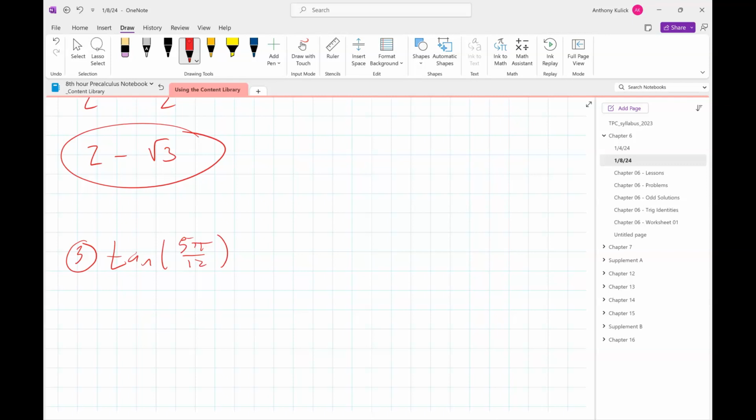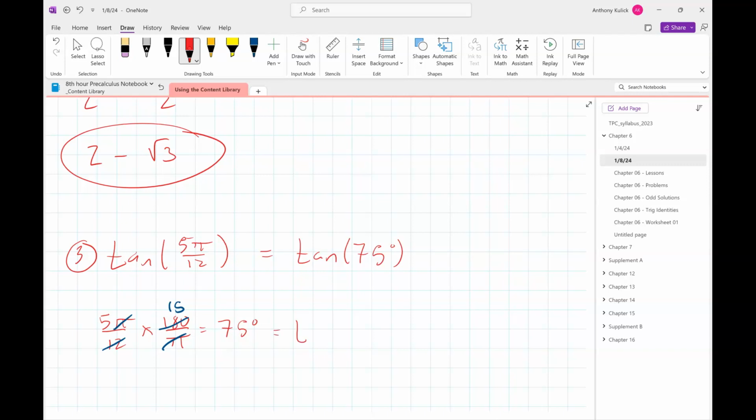So the other thing that I noticed right away is that this thing is in radians. Now, you don't have to do that, but boy, it probably makes it much easier for most of us to just convert that into degrees. Pi's cancel. 12 goes into 180 15 times. So I have 75 left. So I'm going to really be thinking about this as tan 75.